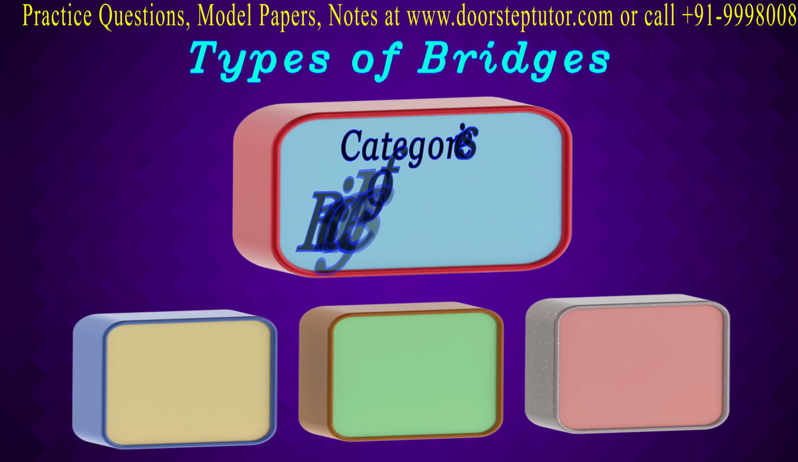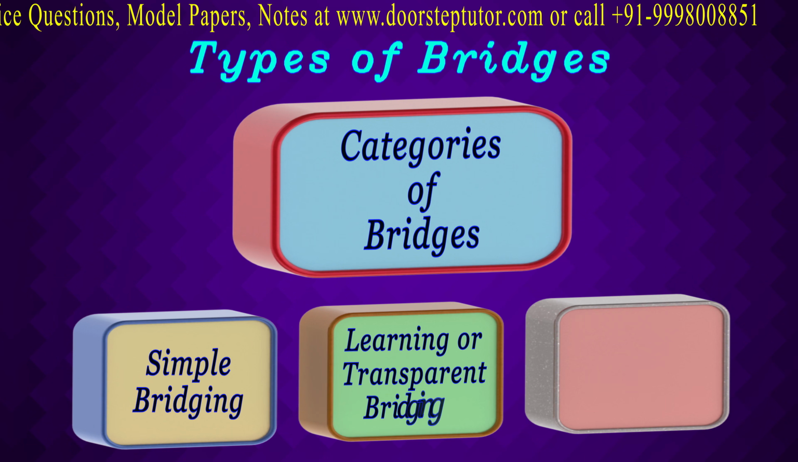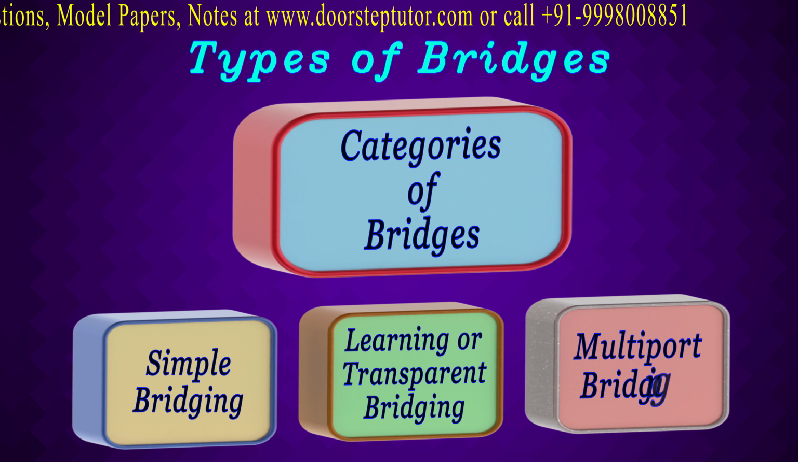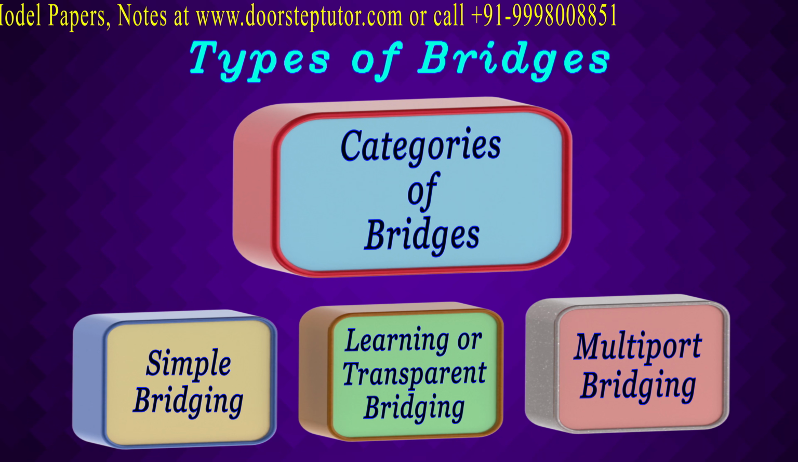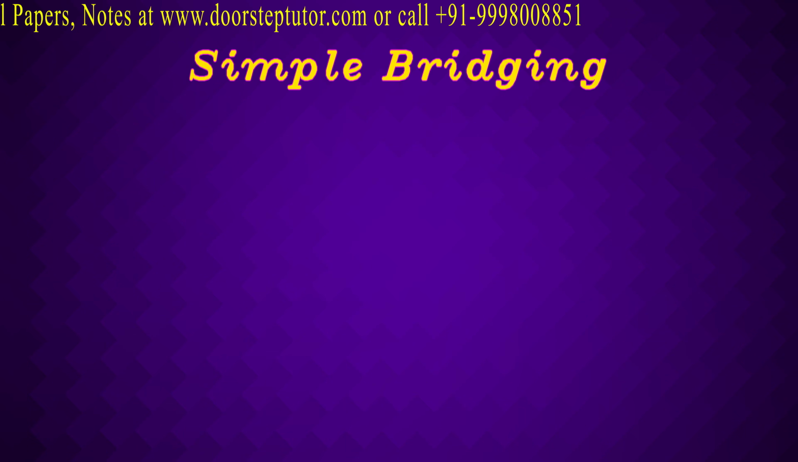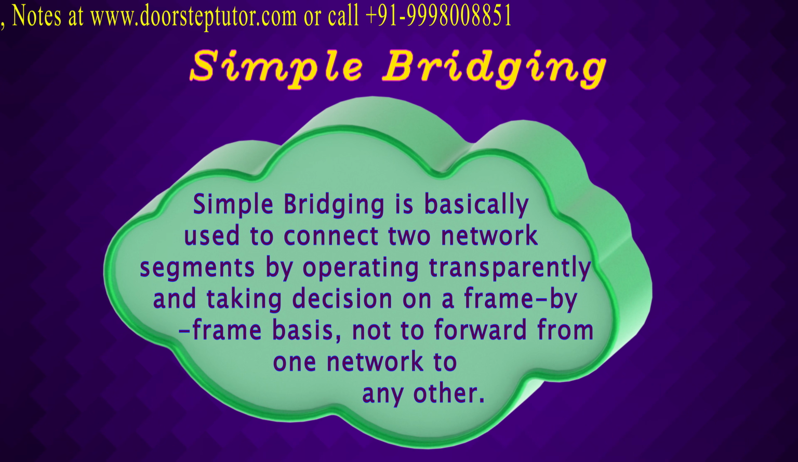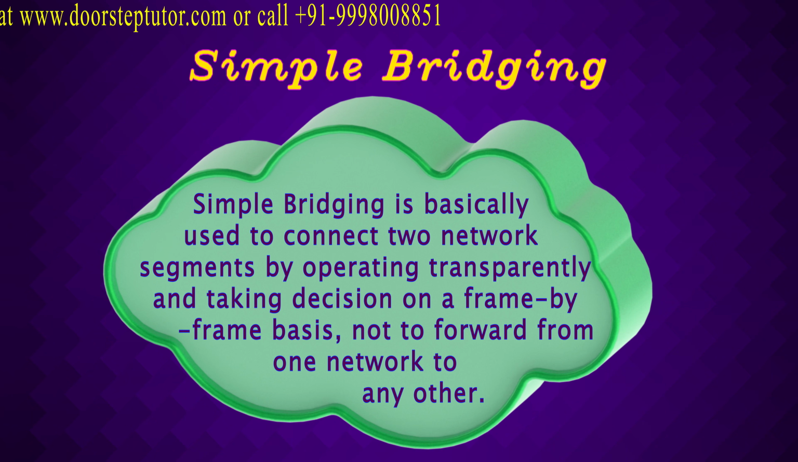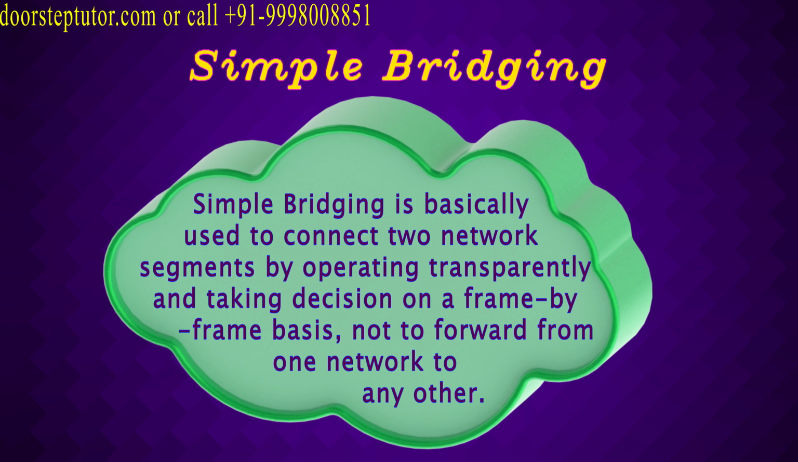So basically we are having three types: simple bridging, transparent bridging, which is also called learning bridging, and then multiport bridging. So let's discuss these bridges one by one. First is simple bridging. Simple bridging is basically used to connect two network segments, and it operates very transparently, meaning that we just need to transfer the data frame by frame from one location to another.